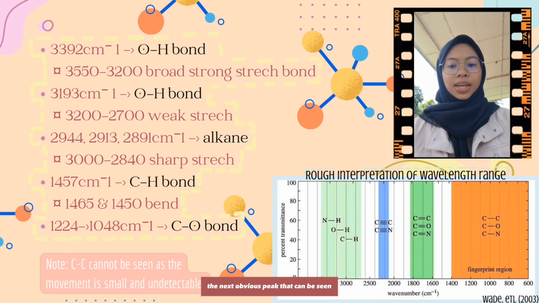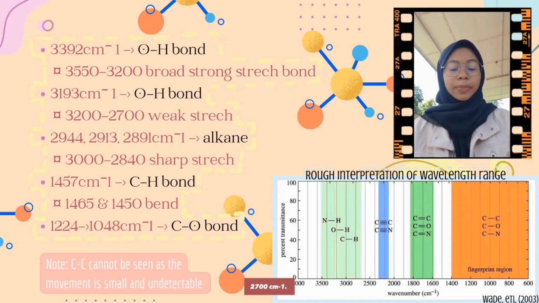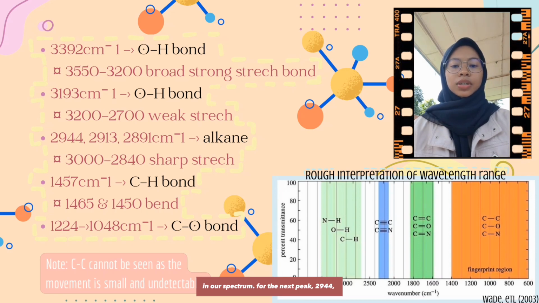The next obvious peak that can be seen is 3193 cm⁻¹. In the correlation chart, this peak belongs in the range of 3200 to 2700 cm⁻¹. So it is easy for us to assume the weak OH bond in our spectrum. For the next peaks, 2944, 2913 and 2891 cm⁻¹, our assumption is that these wavenumbers are of the same compound class, alkane, because all three fall in the range of 3000 to 2840 cm⁻¹ and are stretching. The absence of a C=O peak confirms the cyclic structure of our glucose.